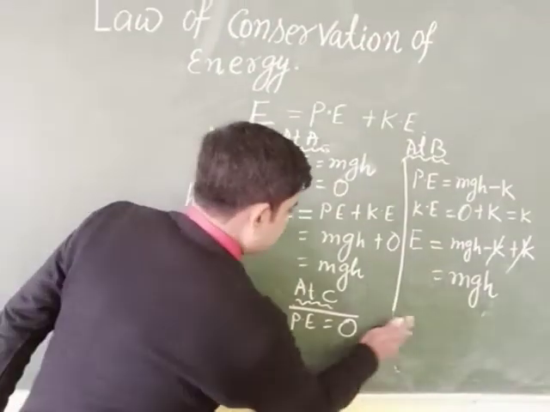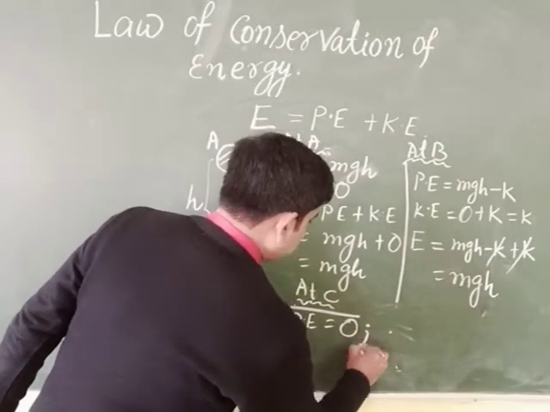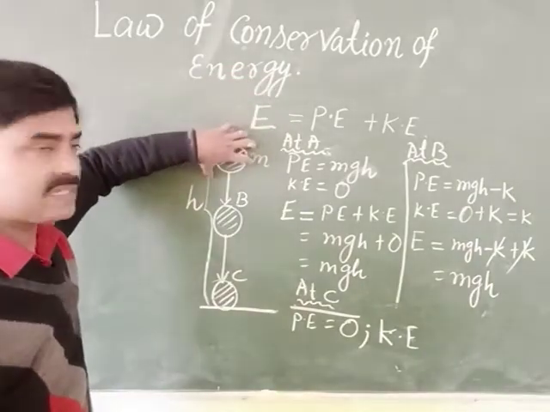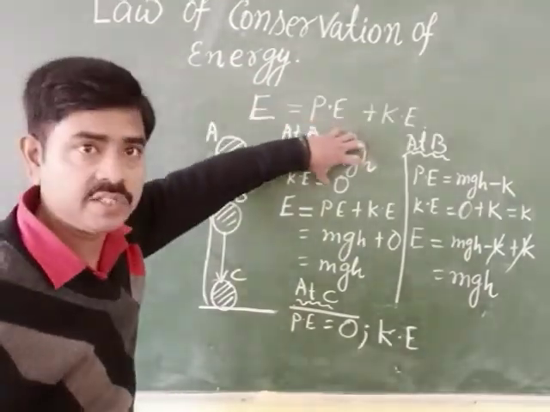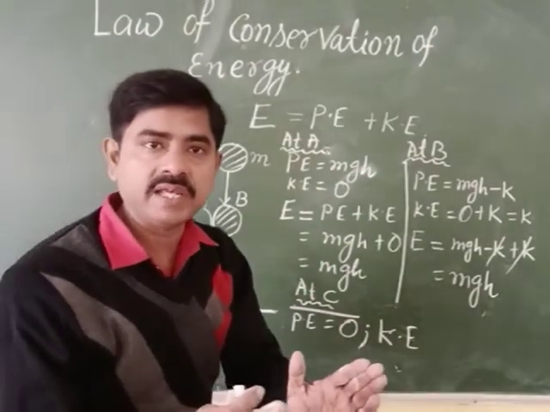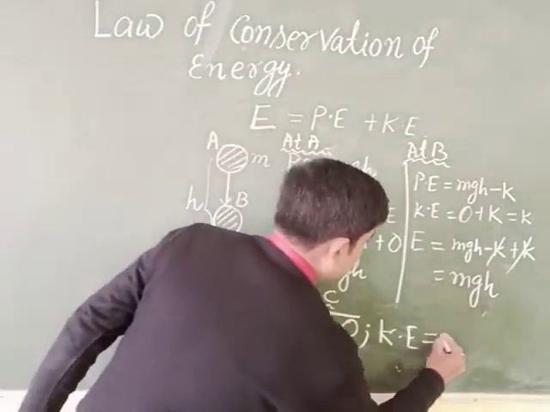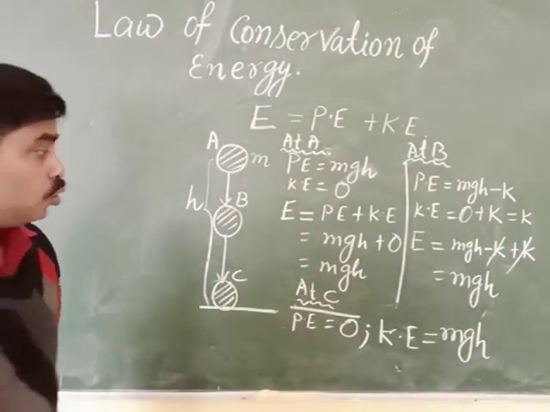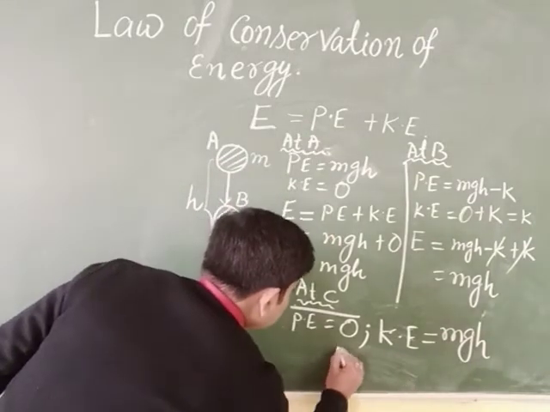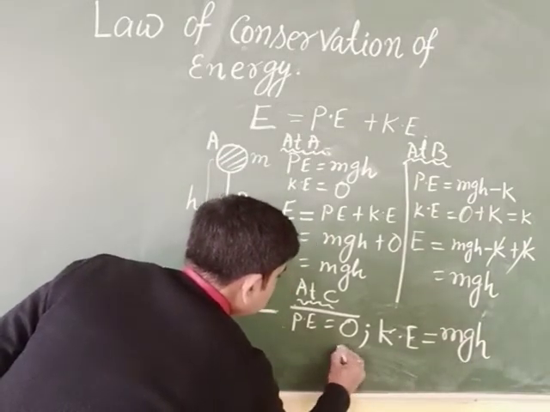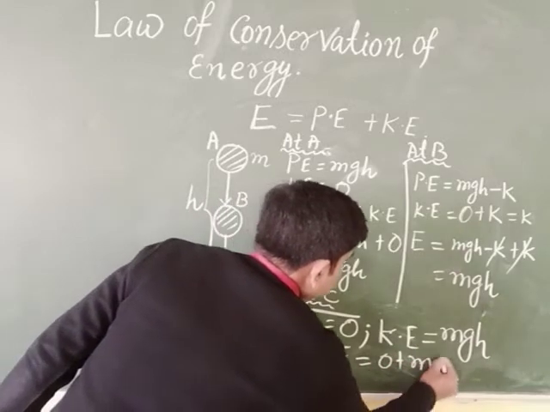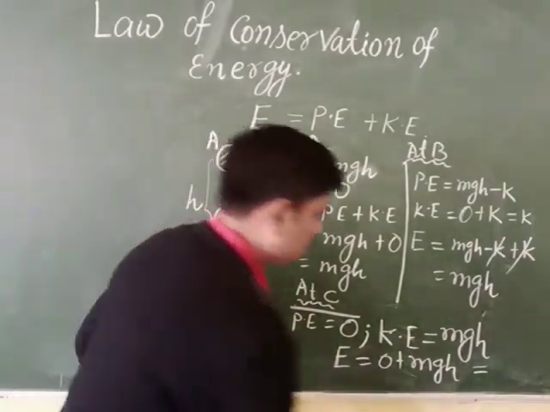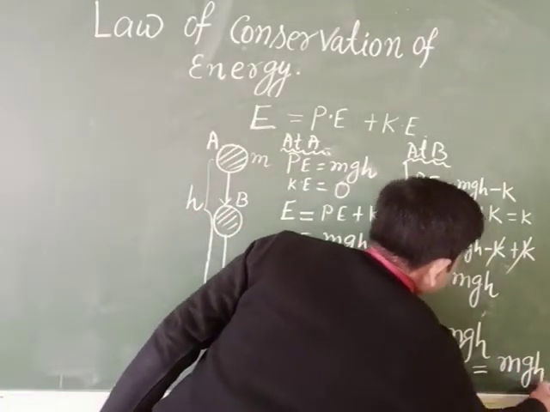So we can write at this position the kinetic energy as follows. At maximum height, the potential energy is maximum, that is mgh. Now the whole potential energy is converted into kinetic energy, so we can say kinetic energy now becomes mgh. Total mechanical energy is 0 plus mgh. Potential energy is 0, kinetic energy is mgh. Total energy is again mgh.